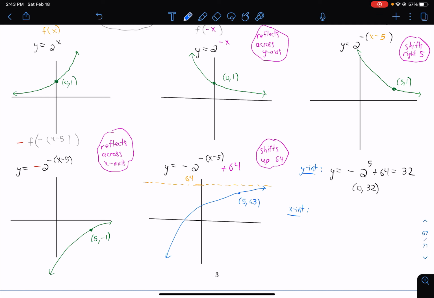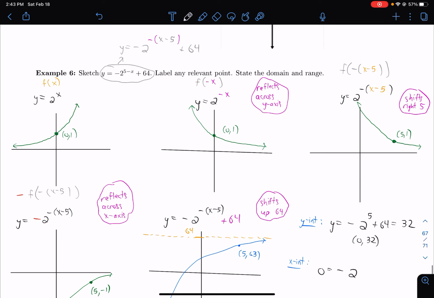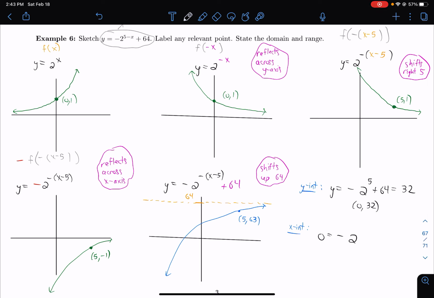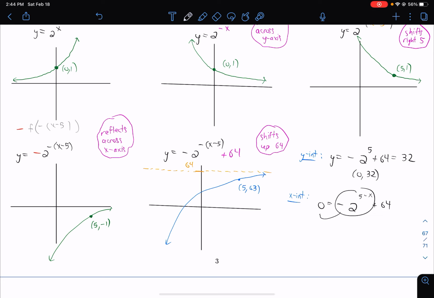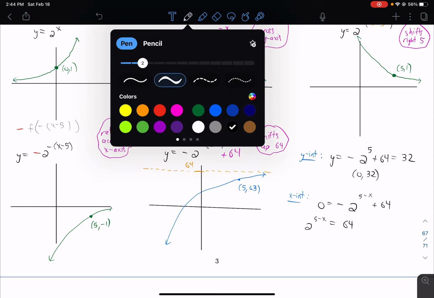My x-intercept: now I let y be 0. So I'll get 0 equals -2 to the... and you know what, just for simplicity, let me go ahead and use this original form now. Because that's the same as what I have, but it just looks a little simpler when I'm solving my equation. -2 to the 5 minus x, and then plus 64. All right, so now to solve this equation, I can move this negative power term to the left. That'll give me plus 2 to the 5 minus x equals 64.